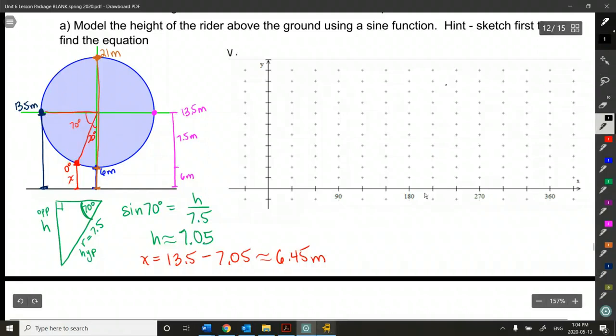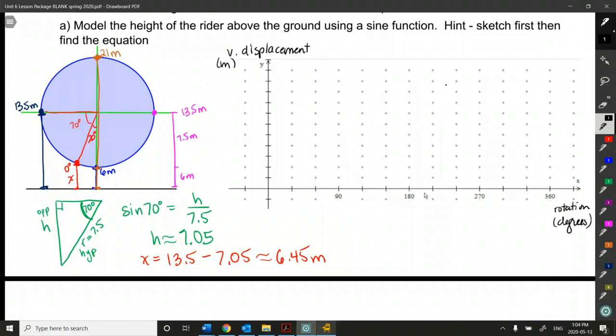All right, so we are going to label here. This will be vertical displacement above the ground in meters, and this will be, as usual, a rotation in degrees. I want to make sure that I can go all the way from 6, which is my minimum height, up to 21. So make sure that your y-axis can go all the way up that high. Let's say we go by 2s here. I think that should give us enough that we can fit everything that we need to fit.